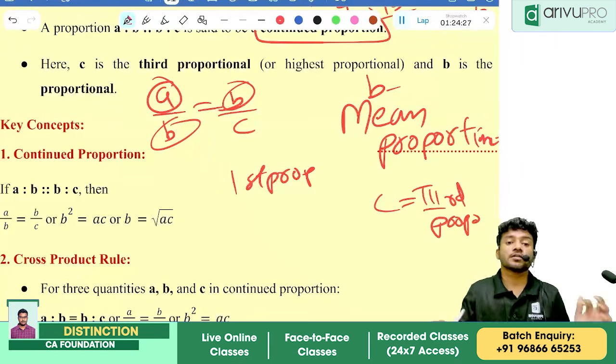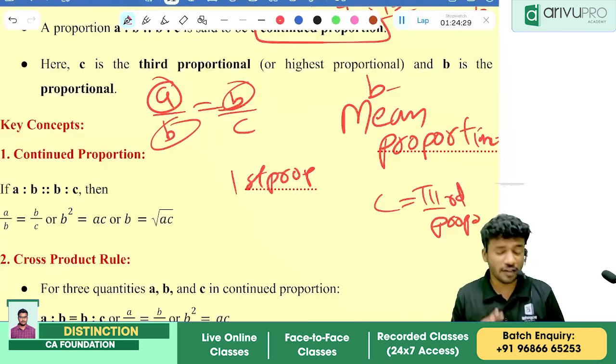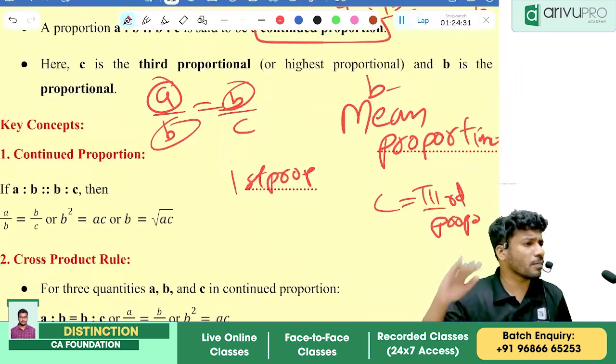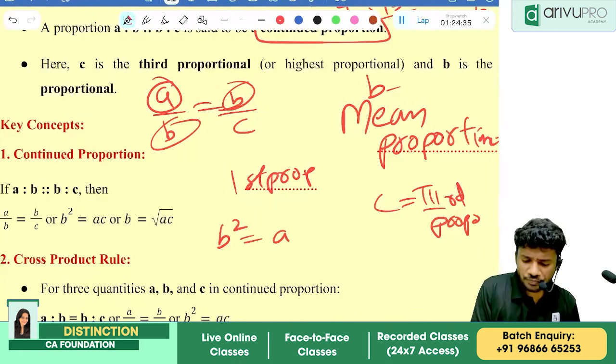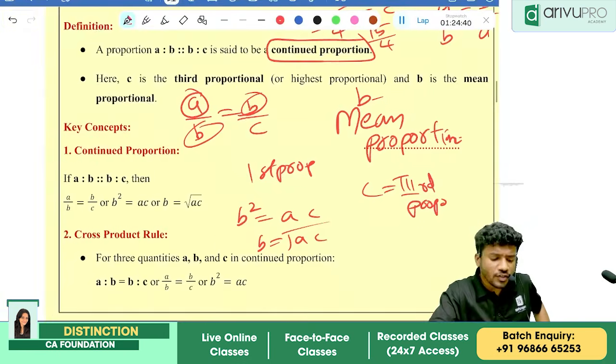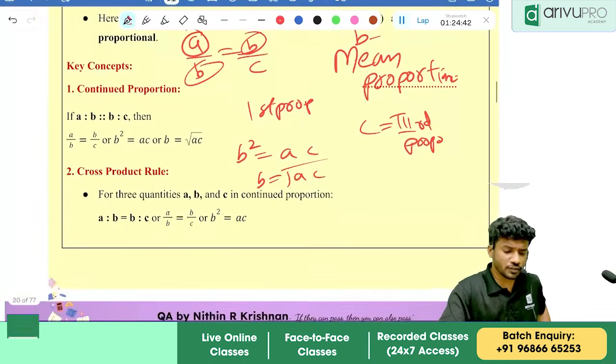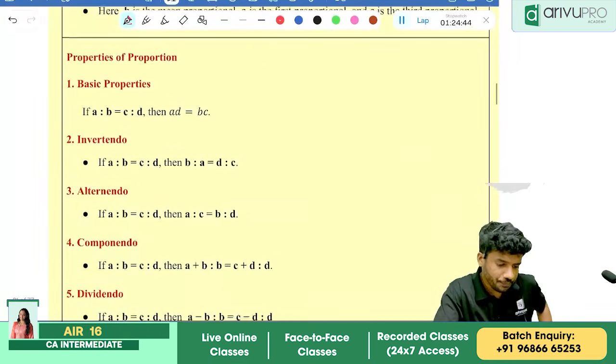Okay, very important. All these things will be given, we just need to apply the formula and solve it. From this I can write what? B square is equal to AC, or B is equal to root of AC. Can we solve the first question? Everyone ready for the first one? Yes.